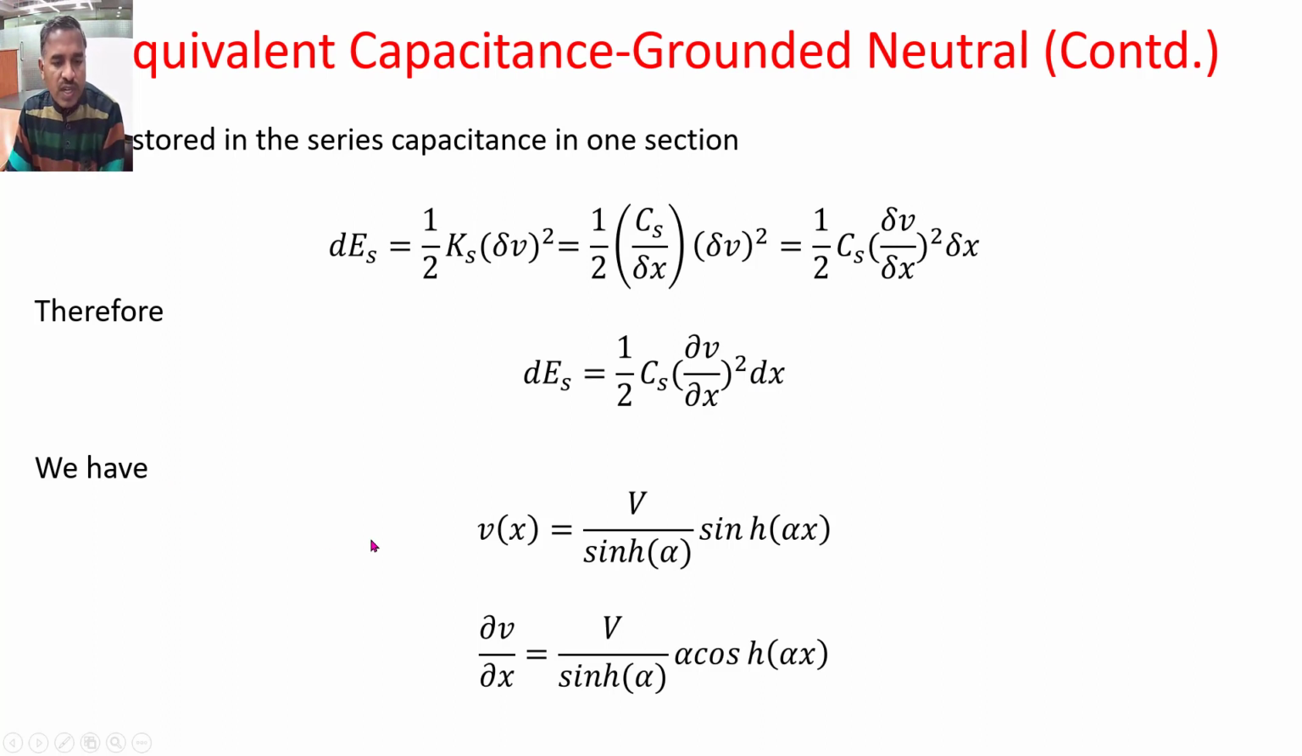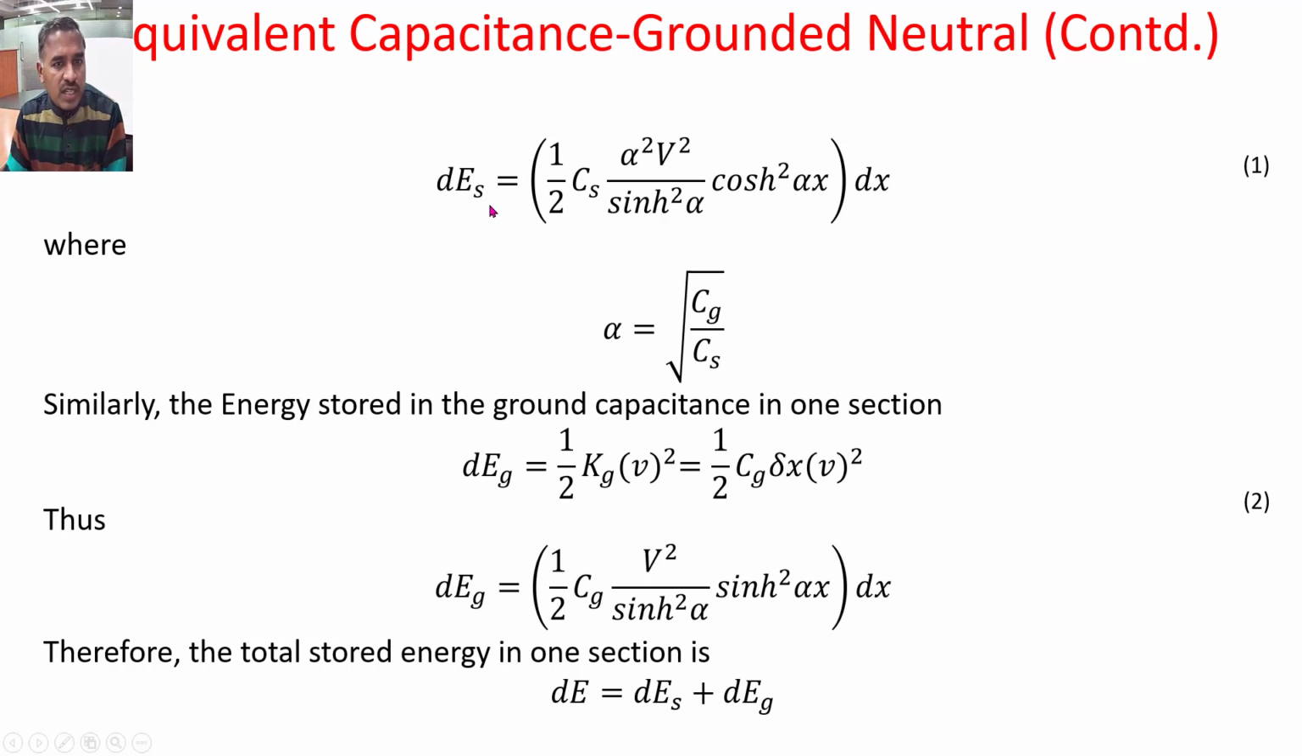We have Vx equals V by sinh alpha into sinh alpha x, already determined for the grounded neutral case. So dou V by dou x, differentiating this, is V by sinh alpha into alpha into cosh alpha x, the derivative of sinh alpha x. Thus, the differential energy in the series capacitor in one section is half Cs alpha square V square by sinh square alpha into cosh square alpha x dx, where alpha equals root of Cg by Cs.